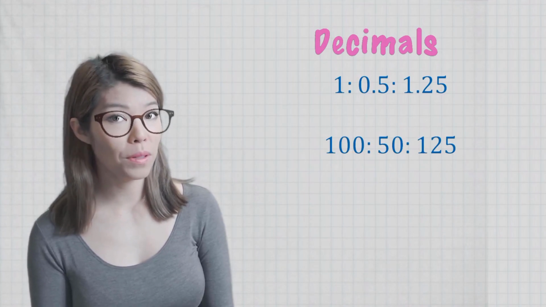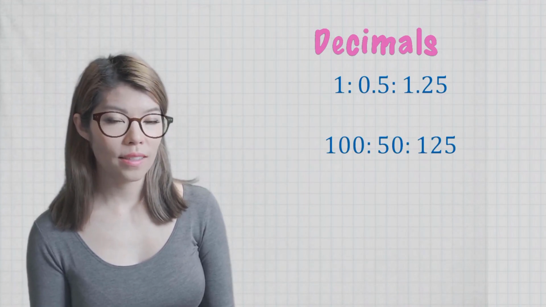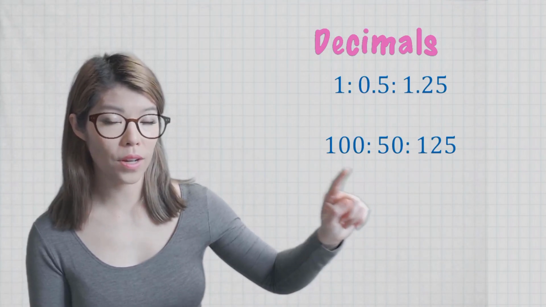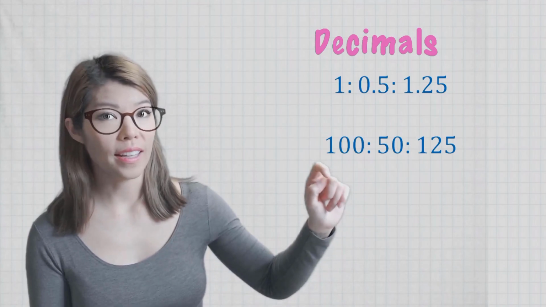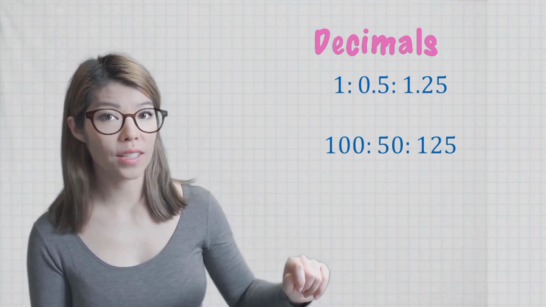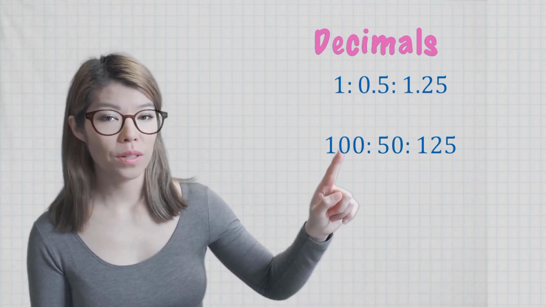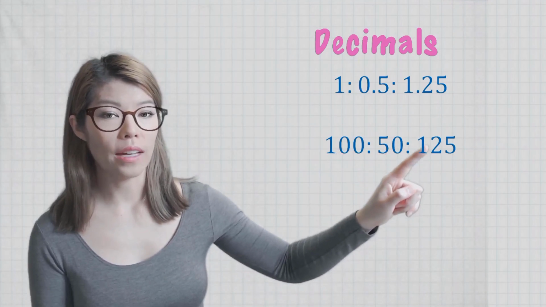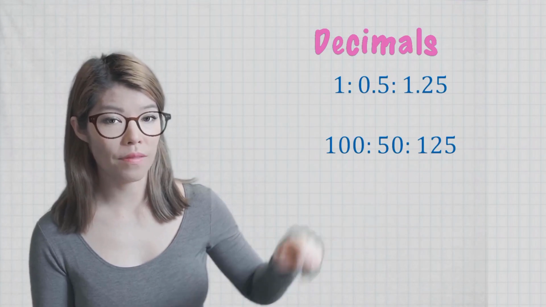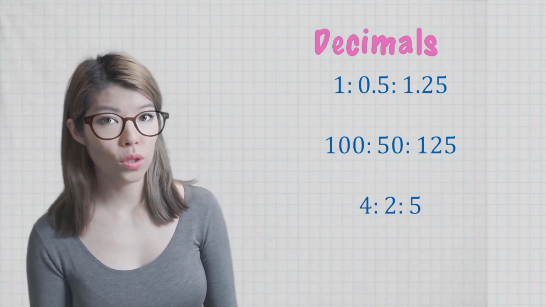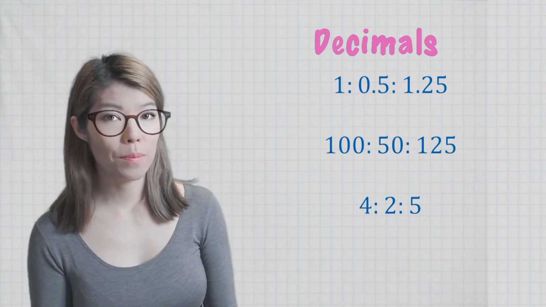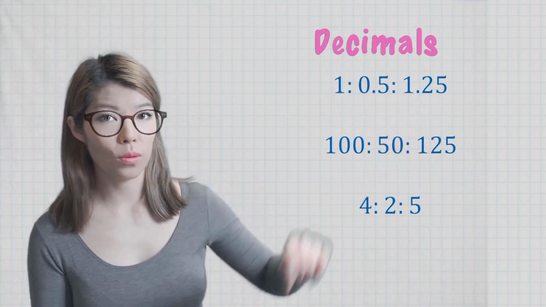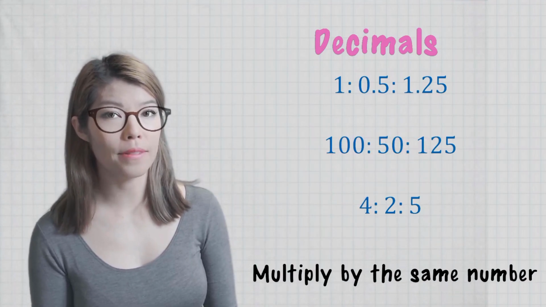And then we have to simplify again. Well, we can see that they're divisible by 5, but also something a bit bigger. The next value I can think of is 25. Yes, 25 is the highest common factor. 100 divided by 25 is 4. 50 divided by 25 is 2, and 125 divided by 25 is 5. So we have 4 to 2 to 5. So remember, whenever we deal with ratios, we can simplify and change decimals by multiplying by the same number.